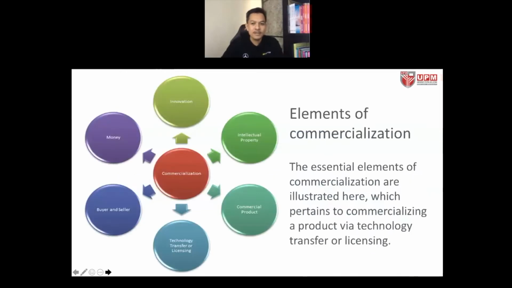So let us look into the elements of commercialization. I've listed here six elements of commercialization. The essential elements of commercialization being illustrated here pertain to commercializing a product via technology transfer or licensing.